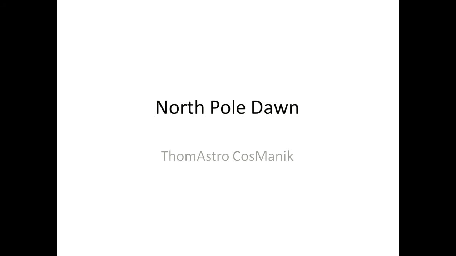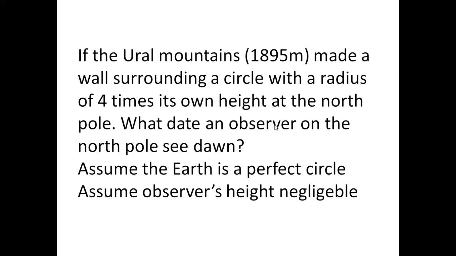In this video, we're going to discuss a problem by the name of North Pole Dawn. The Ural Mountains, the mountain range in Russia, as you may know, are encircling the North Pole. The radius of the circle is 4 times its own height. So what date will an observer on the North Pole see dawn? In this problem, we're assuming that the Earth is a perfect sphere and the observer's height is negligible.